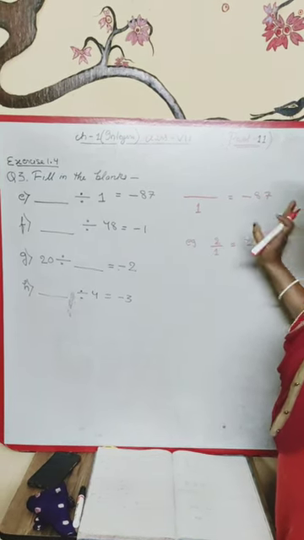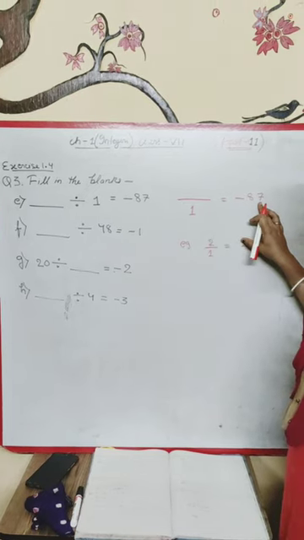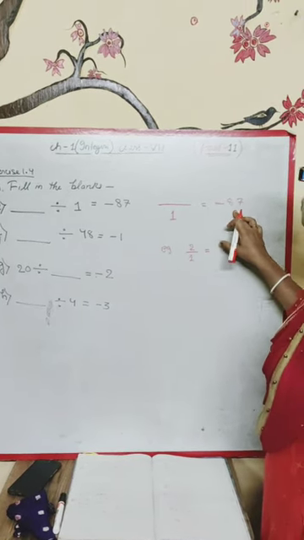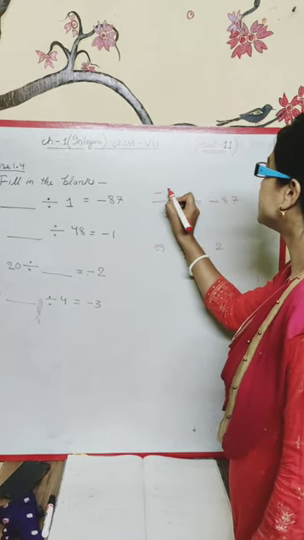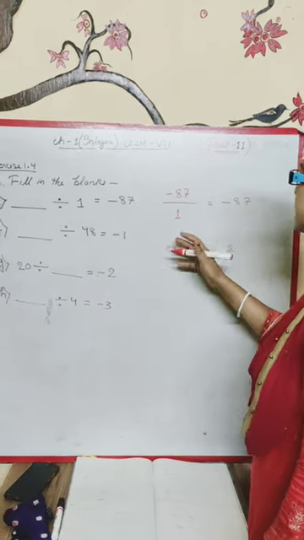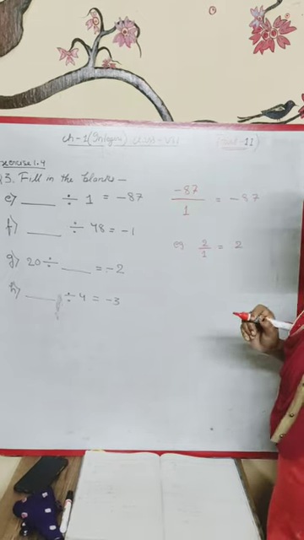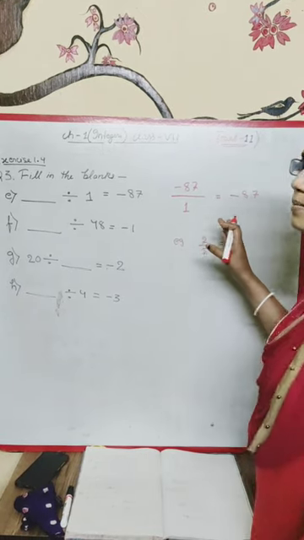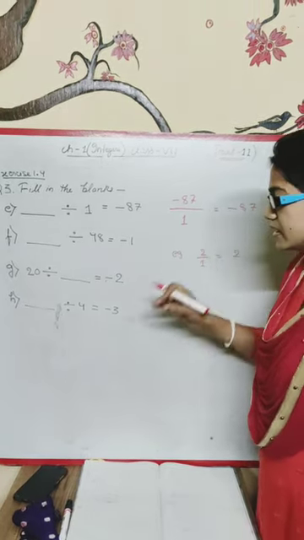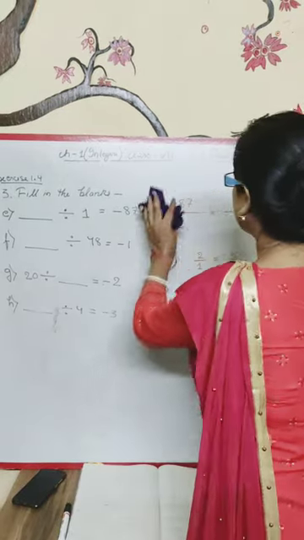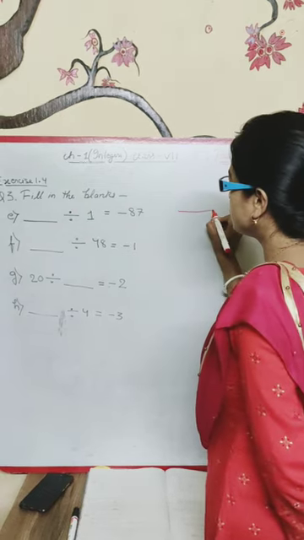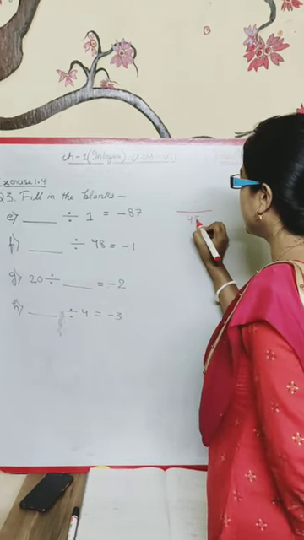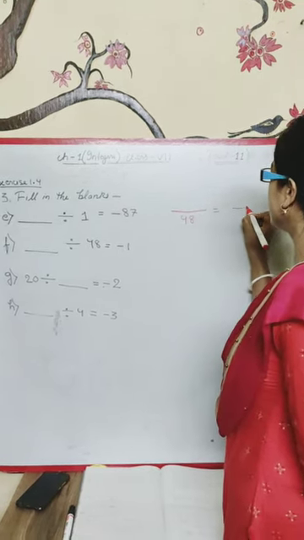So similarly, we know the answer is minus 87, so we have to write minus 87 here. The answer will become minus 87. Understood? The next question F: dash should be divided by 48, so that the answer will be minus 1.